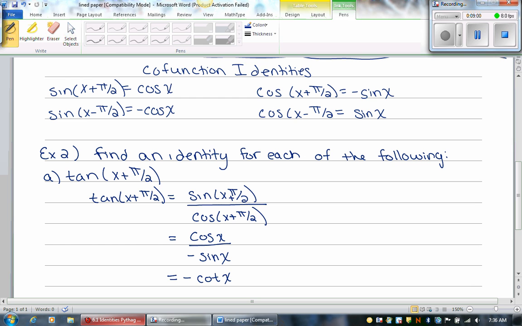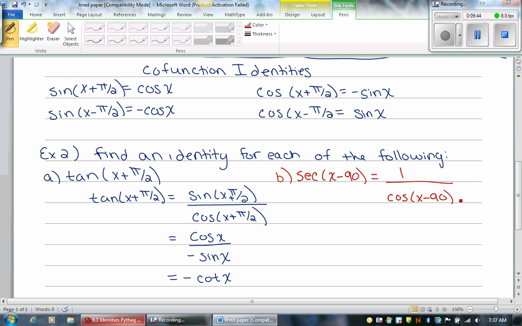Okay, so let's try another one of those. Let's try secant of x minus 90. All right, so secant of x minus 90, we need to start thinking about what secant means to us. And I know secant is 1 over cosine. It's reciprocal. So I'm able to take this and rewrite it as 1 over cosine of x minus 90.